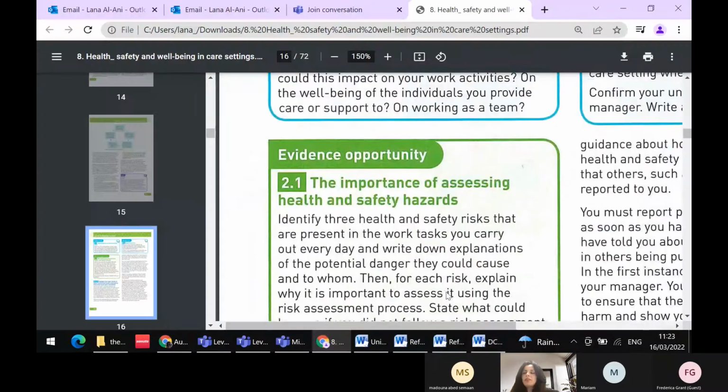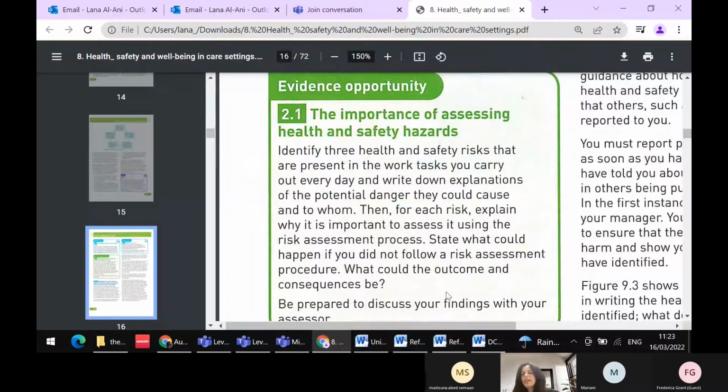Okay, so it is very important to assess health and safety risk. So you can answer this question just by giving 3 types of risks. We talk about so many risks now. Just give 3 types of risks and how you can assess them, what task you would carry out yourself to assess them.